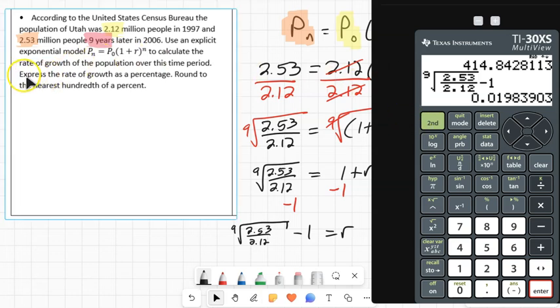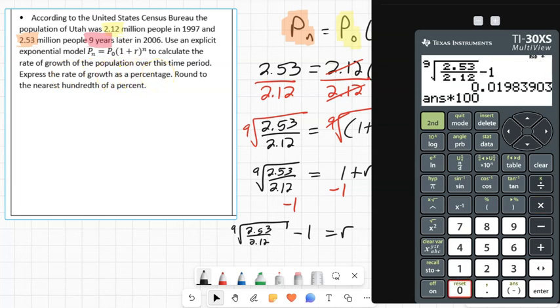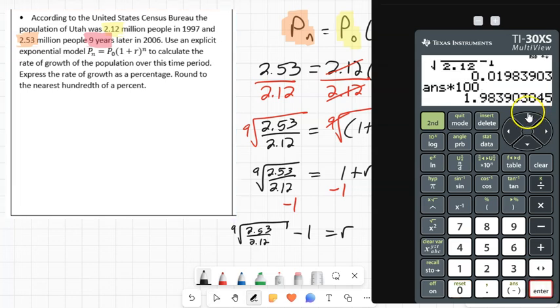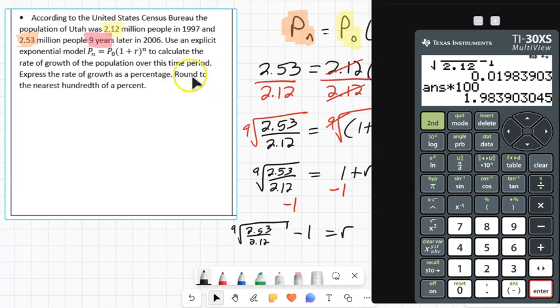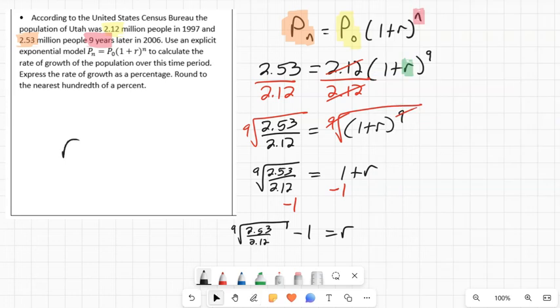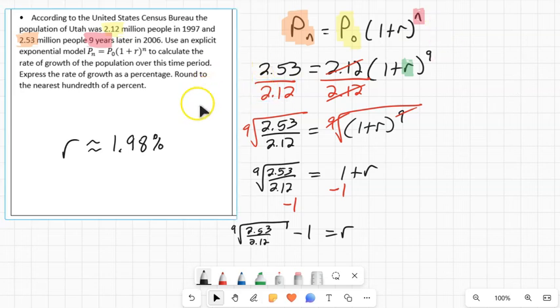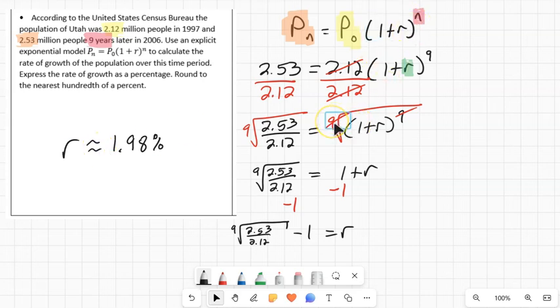Now as we look at the instructions, it says express the rate as a percentage. So let's multiply our decimal rate by 100. That is now a percentage. Now we go to round to the nearest hundredth of a percent. So we go to the nearest hundredth. That's the 0.98. To the right of the 8 is a 3. That does not round up, so 1.98. R is approximately 1.98%. To find the rate, use a root. Use a root to find the rate.